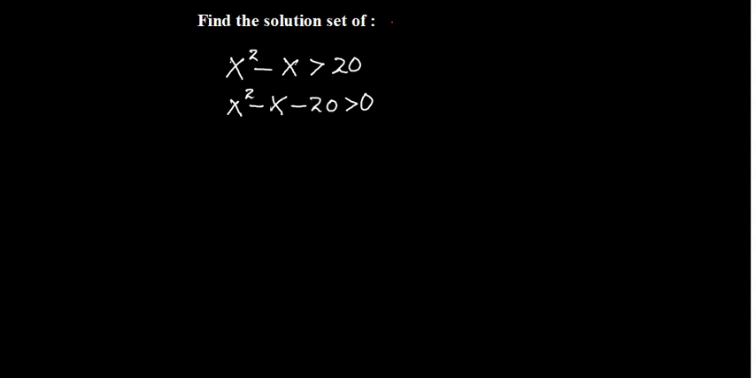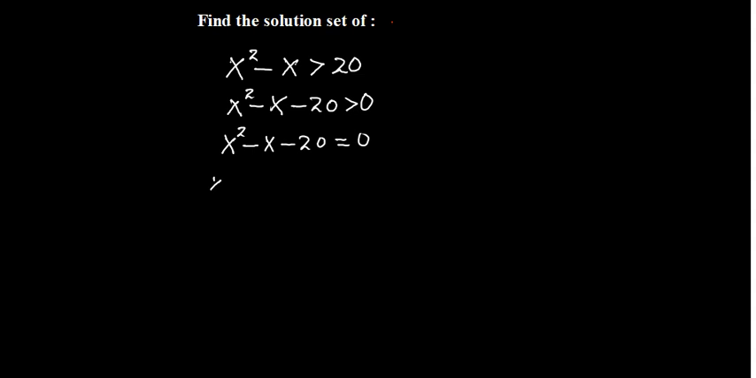So you can write it as an equation. Why do we do so? Because in order to find the roots, I am making it an equation: x square minus x minus 20 is equal to 0. Then we can make the factors. I hope you all are familiar with the factors of a quadratic equation.